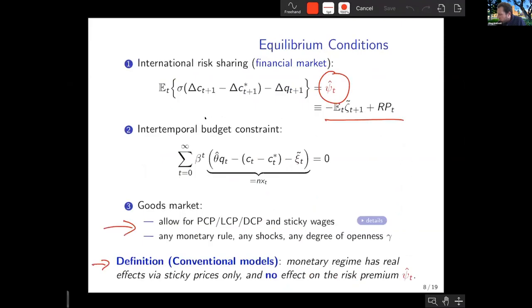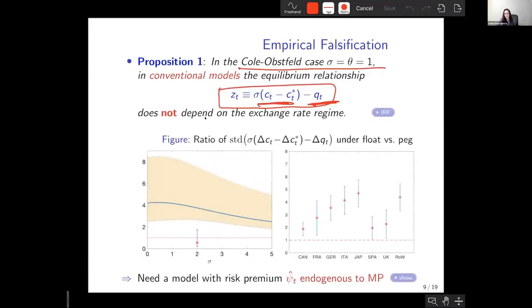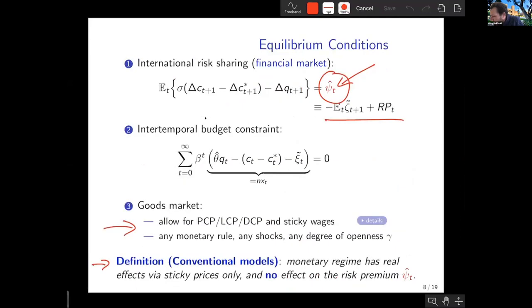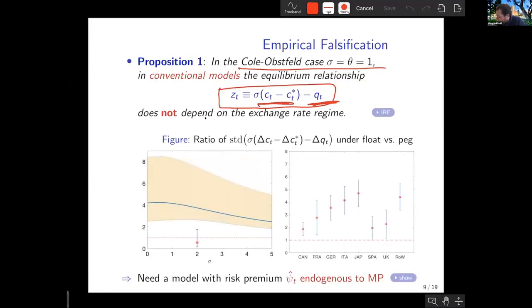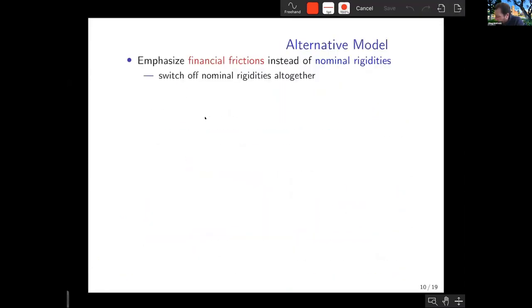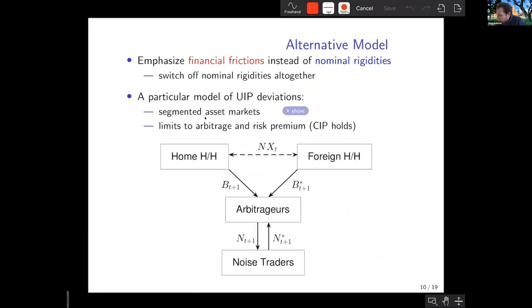And the answer is, you need to write down a model where this thing is endogenous to monetary policy. So you need to write down a model where the risk premium shocks or risk sharing shocks are endogenous to the monetary policy regime. And the model that works is the one of segmented markets, for example. It's not necessarily the only model that works, but in this model, it's particularly easy to get it.